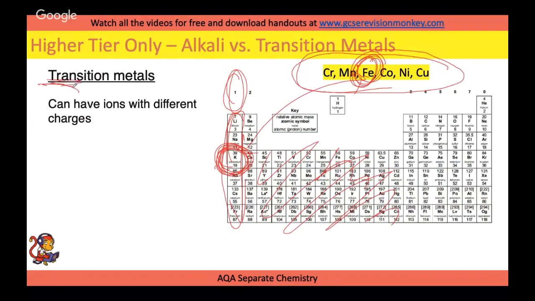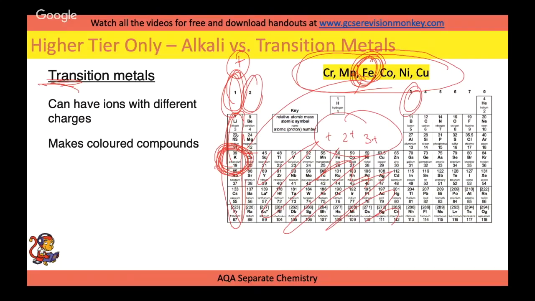Transition metals, then, they have different charges on their ions. So alkali metals always have a plus charge when they give away one electron, but these might be plus or 2 plus or 3 plus. That's why they sit between groups 2 and 3, because they can have different charges. They make coloured compounds and they make good catalysts.